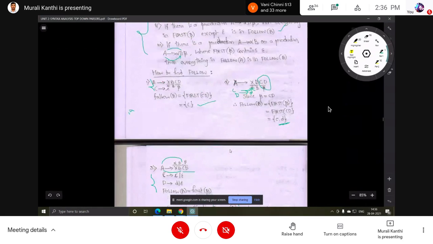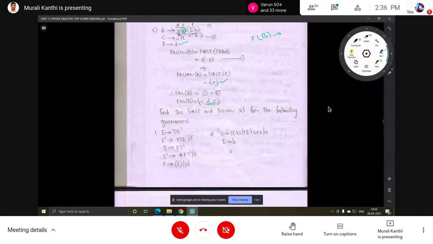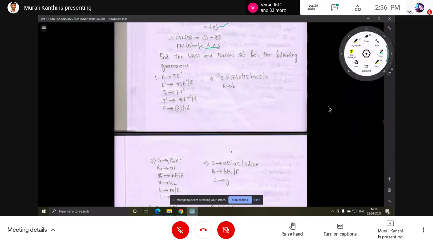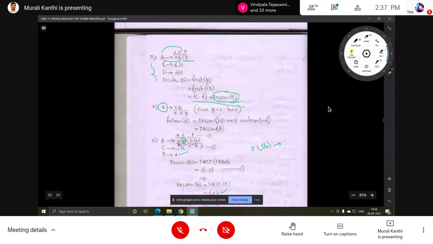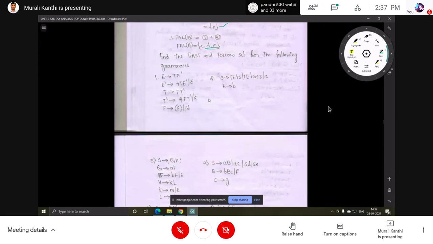Okay, so these are the different kinds of examples on follow. The next, so the total grammar is given here. Only half of the grammar, only a few productions were given. So for what we have seen, now this is an entire grammar. So this grammar is going to accept some type of strings, and this grammar is going to accept some other type of strings. So this is a full grammar. So now we have to find out the first set and the follow set for the following grammars.